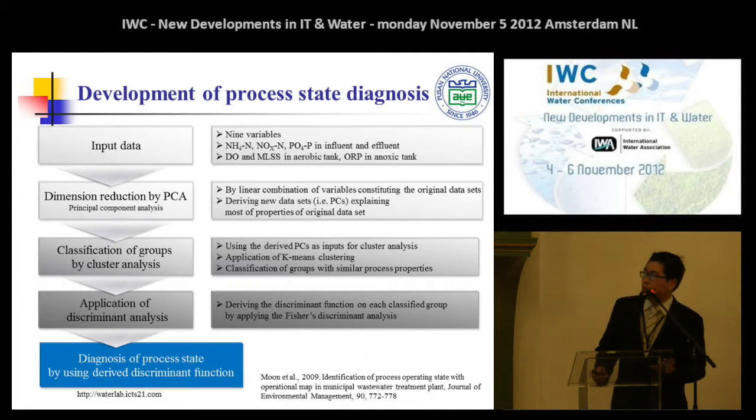This flow chart shows the development of process state diagnosis. Nine variables, the ammonia, NOx, and phosphate in influent and effluent, the DO and MLSS in aerobic reactors, and ORP in the anoxic tank were selected as input data.